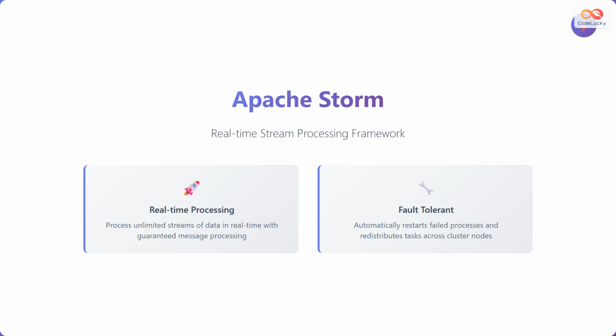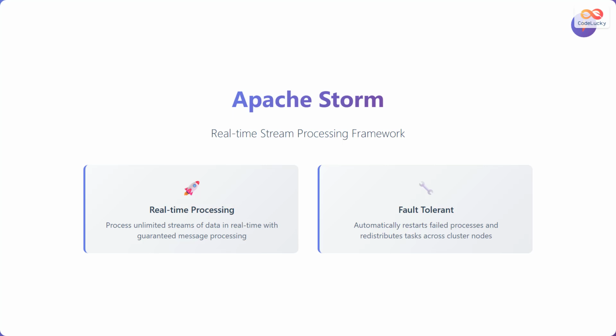Welcome to the introduction of Apache Storm. Apache Storm is a powerful, distributed, real-time stream processing framework. It's like Hadoop but for real-time data. This framework allows you to reliably process unbounded streams of data, doing for real-time what Hadoop does for batch processing.